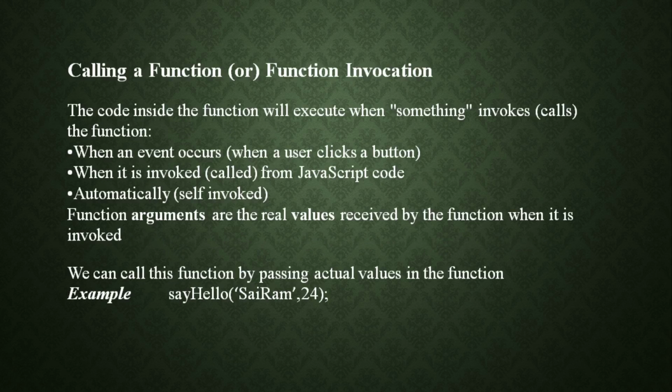Calling a function or function invocation. The code inside the function will execute when something invokes it, when an event occurs. For example, when a user clicks a button, or when it is called from JavaScript, or a self-invoked call. Function arguments are the real values received by the function when it is invoked. What are the actual values? In the above example, we have used Sairam and 24.